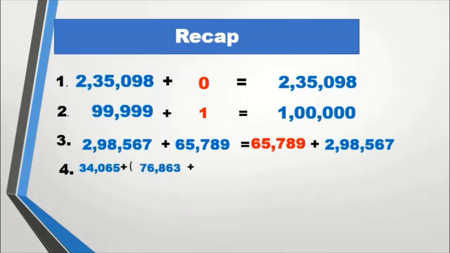Now let us see the fourth one. Here we are having three addends on the left hand side and let us see how many addends are here on the right hand side. Here we are having two addends. What is the missing addend here, children? It is 4,201.